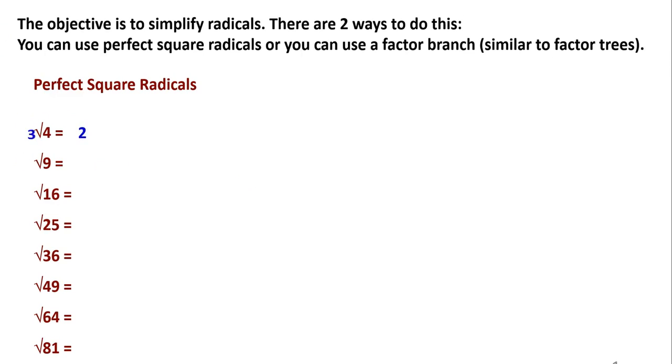Square root of 4 is 2. The next one, square root of 9 is 3. The square root of 16 is 4. The square root of 25 is 5. Square root of 36 is 6. Square root of 49 is 7. And 64 is 8. And the square root of 81 is 9. And you're going to want to know those.